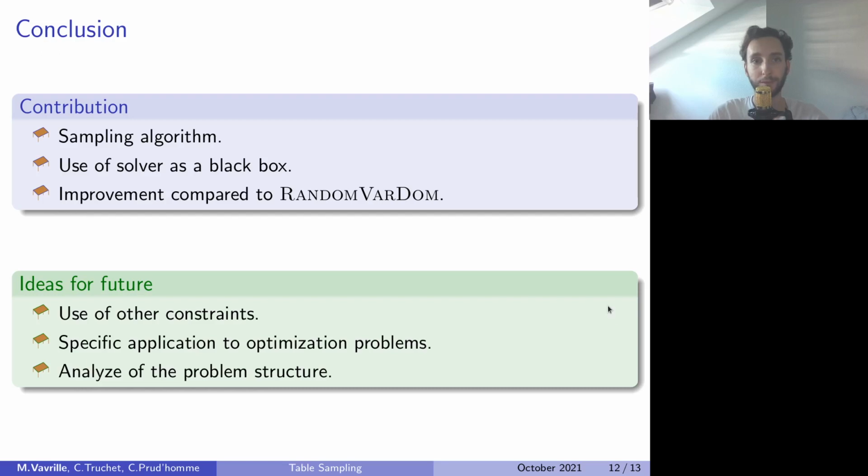To conclude, I give you a sampling algorithm, which can use a solver as a black box, so you can use your favorite solver and implement it. I show that it's an improvement compared to random-random in terms of quality of randomness, and it's in the same order of magnitude in terms of running time. And there is many ideas for the future, for example, to use other constraints and have a specific application to optimization problems, and analyze the structure of the problem could be a great idea to have a better uniformity.